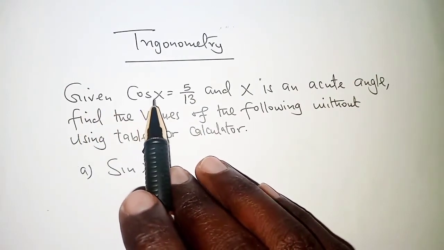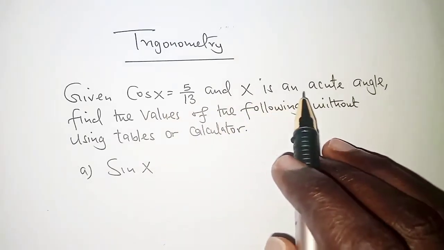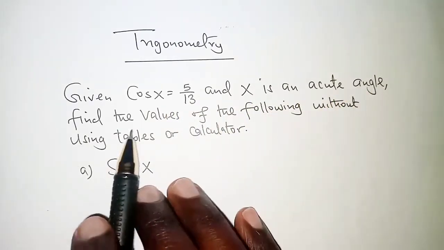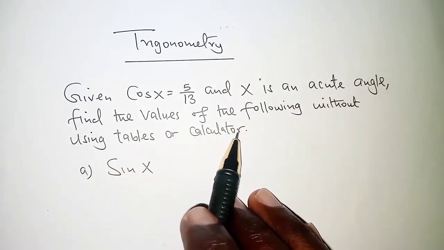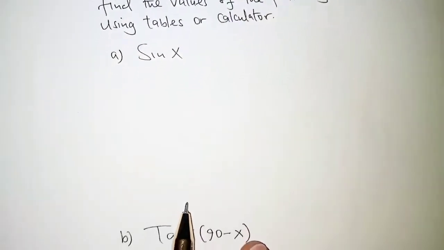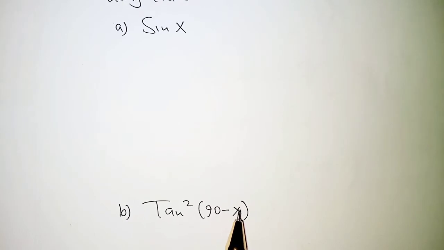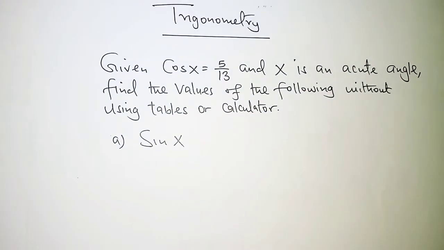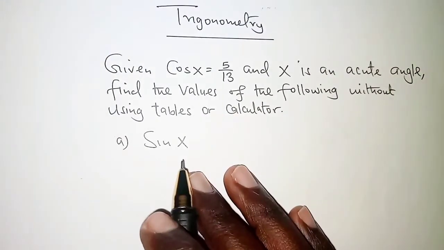Given cosine of x is equal to 5/13 and x is an acute angle, find the values of the following without using tables or calculator. So the first one is sine of x, and then the next one is tangent squared of 90 minus x. So straight away, let's look at the first part, sine of x.